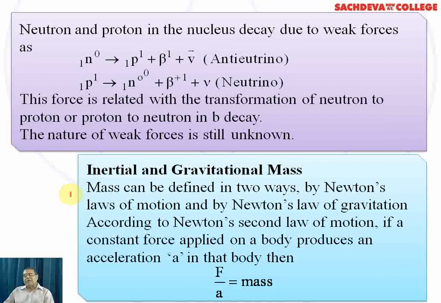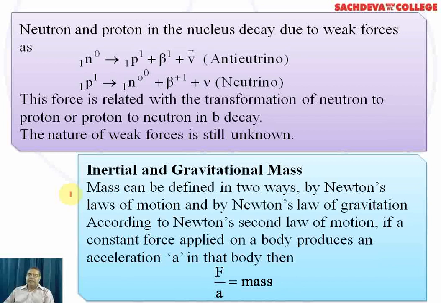Moreover, when we speak of gravitational mass, we take the weight of the body. Weight of the body means F is equal to mg, and m is equal to F over g. So what we find is that in both cases the formula is either F over a or F over g. So the gravitational mass and the inertial mass are numerically the same.